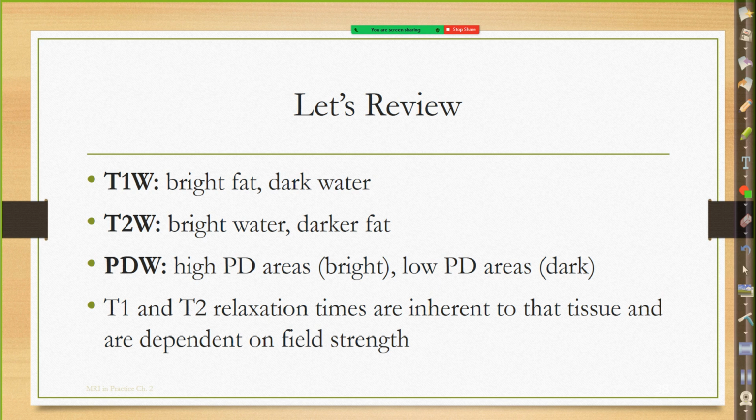And what field strength are you going to need to know for this test? What Tesla? 1 Tesla. Just 1 Tesla. Not 1.5, not 3 Tesla. You only need to know the T1 and T2 relaxation times for 1 Tesla.